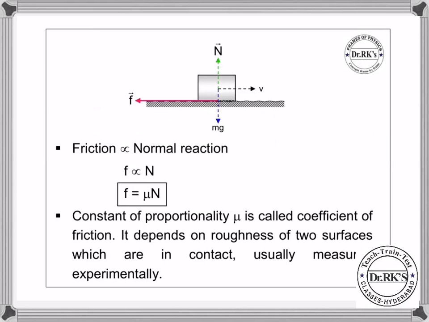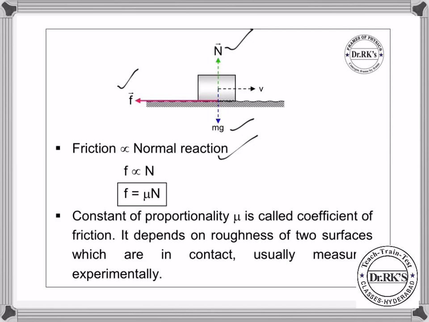If you look at the free body diagram, this is the normal action, the force exerted by the lower surface on the upper body. This is the gravitational force. This is the frictional force. So the angle between the frictional force and normal action is 90 degrees. So the friction is proportional to normal action.